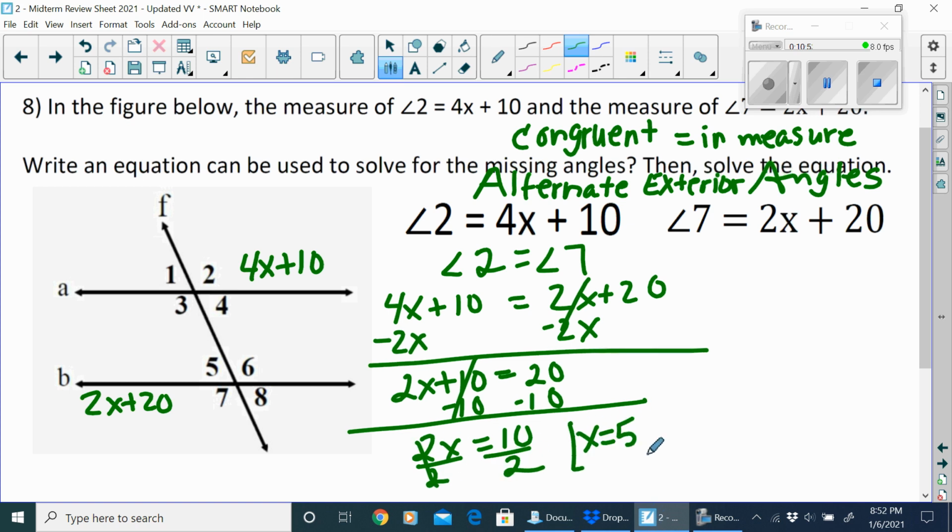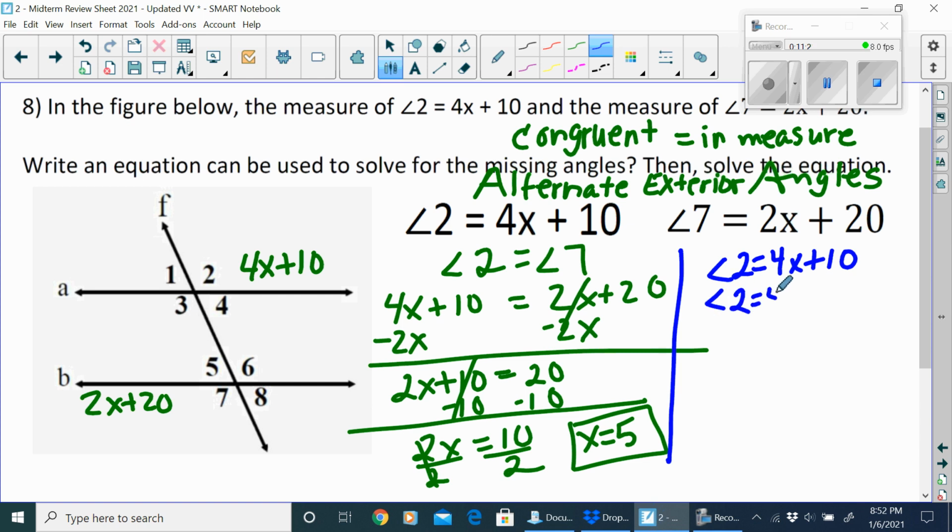We just solved for x, but let's see how many degrees each angle is, and they should come out equal because they're alternate exterior angles. So let's do this in a different color. I'll draw a line. Angle 2 equals 4x plus 10. I'm going to substitute the 5 for x. Angle 2 is equal to 4 times 5 plus 10. 4 times 5 is 20, plus 10. Angle 2 equals 30 degrees.